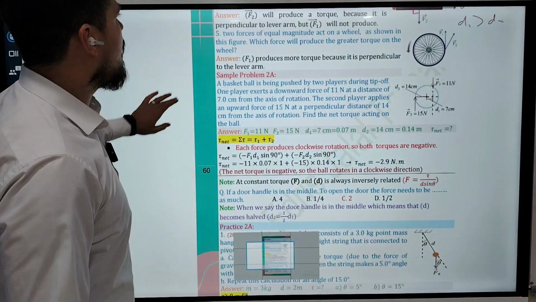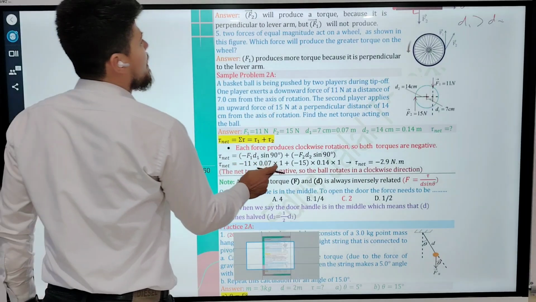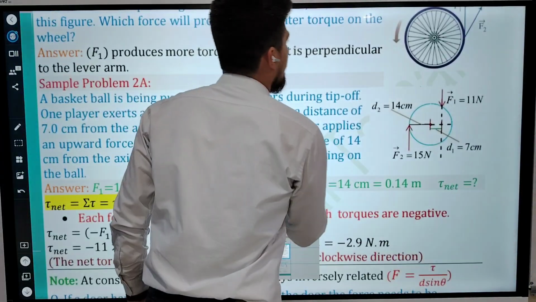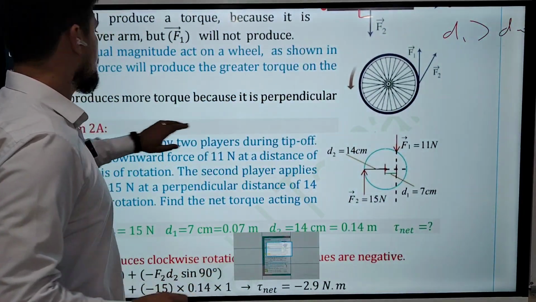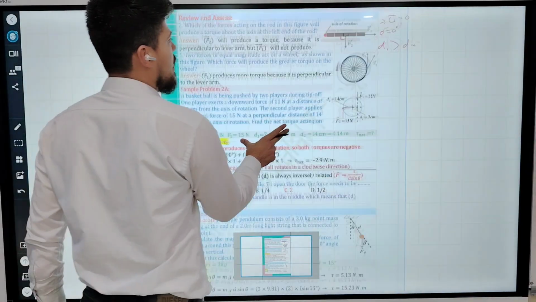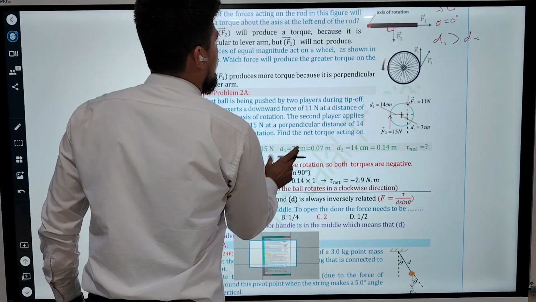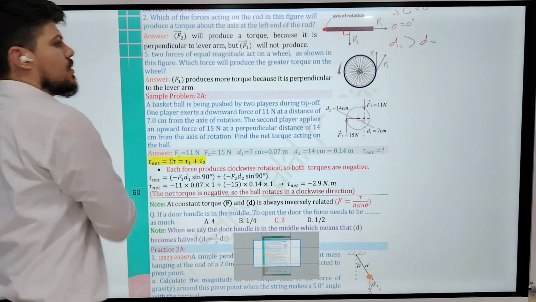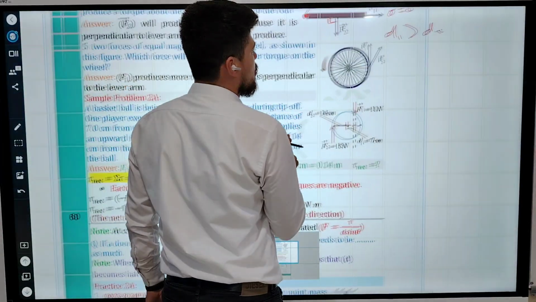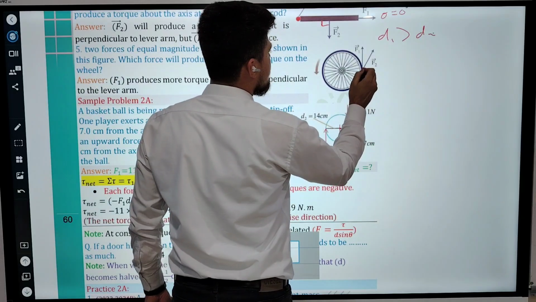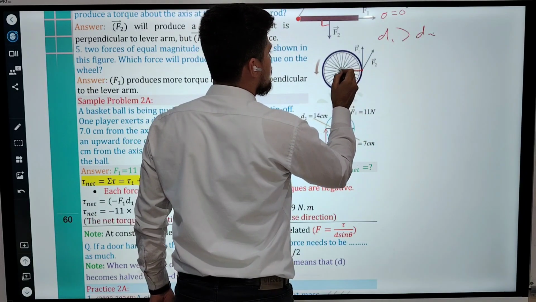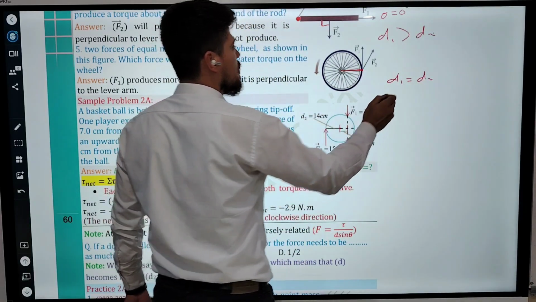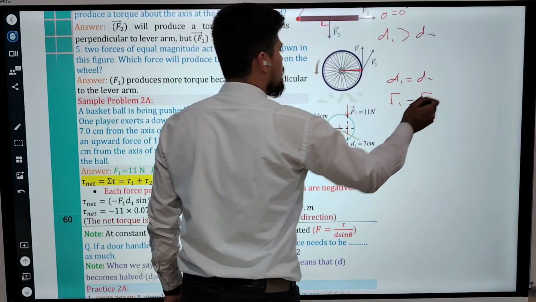Okay. Question 5. Two forces of equal magnitude act on a wheel. How many forces do we have? We have two forces. Look, let me magnify the picture. We have two forces here. As shown in this figure, which force will produce the greater torque on the wheel? Both forces are applied at the same position. Which one has more distance? Same. D1 is equal to D2. F1 is equal to F2.